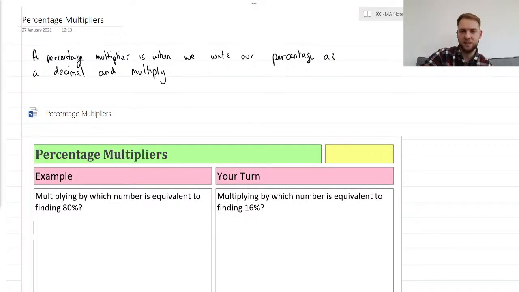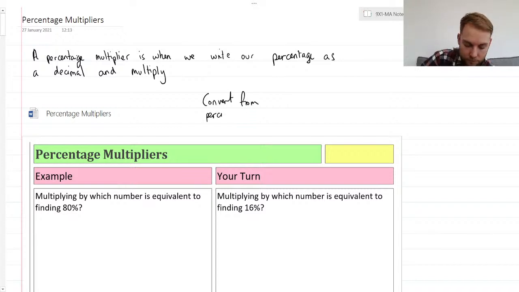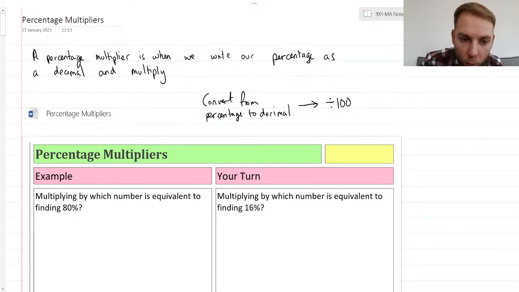Okay, so we also know that percentage means out of 100. So to convert from a percentage to a decimal, we divide by 100. To convert from percentage to a decimal, we divide by 100. So get that down as well.